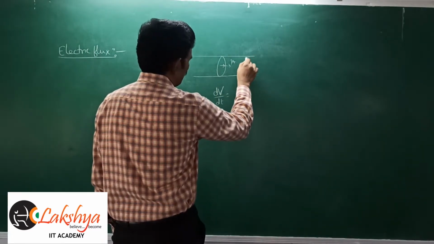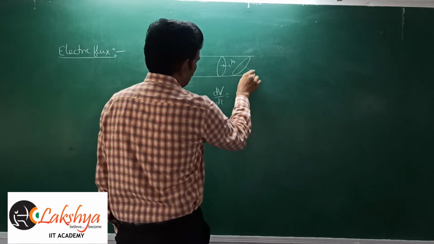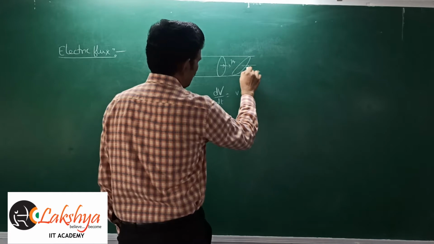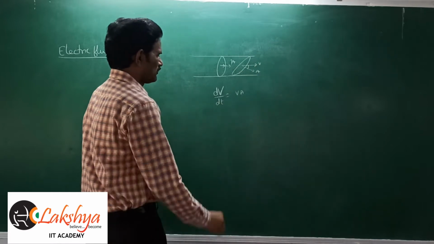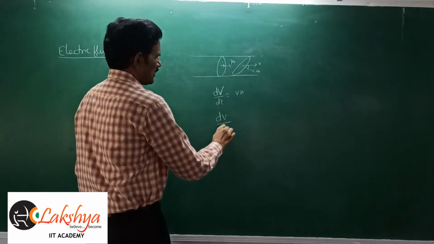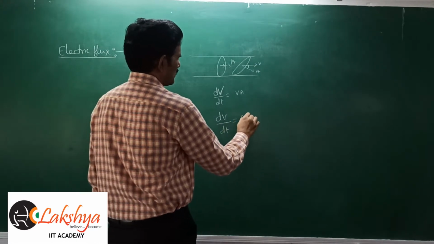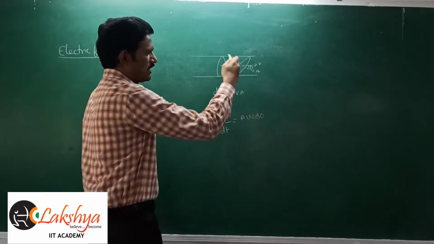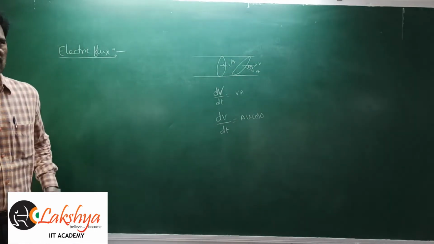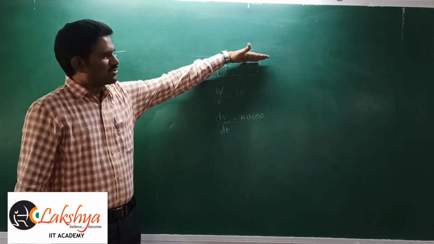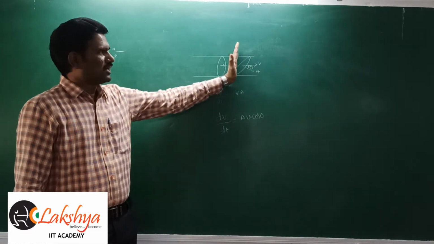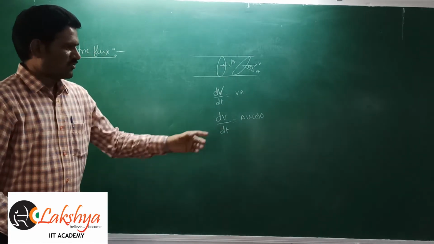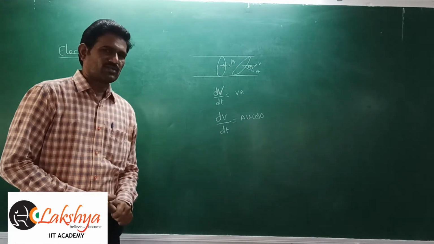Suppose this area of cross section, an element area like this, is making some angle theta with the direction of the velocity. Then we write dV by dt equal to AV cos theta. We take the projection of this area normal to the velocity, so the value is AV cos theta.